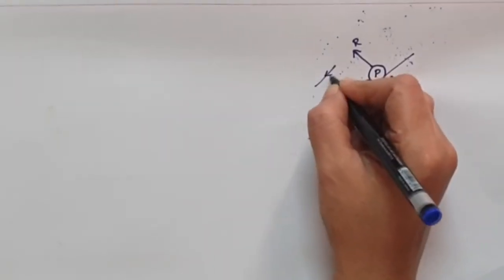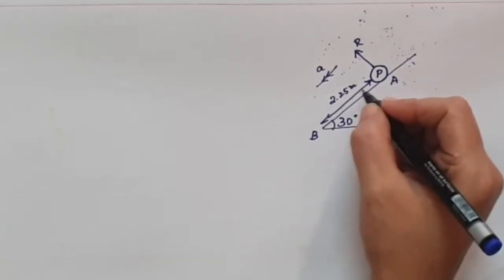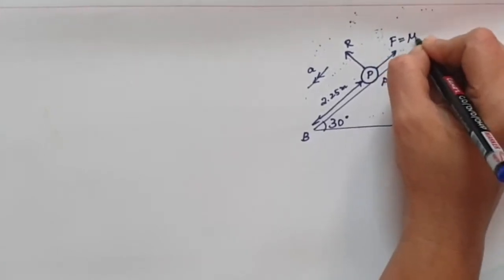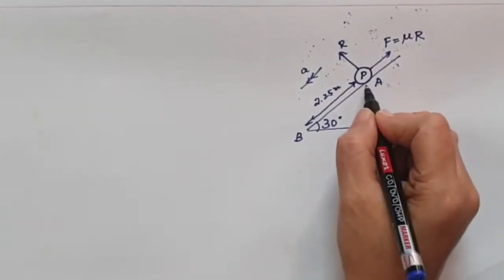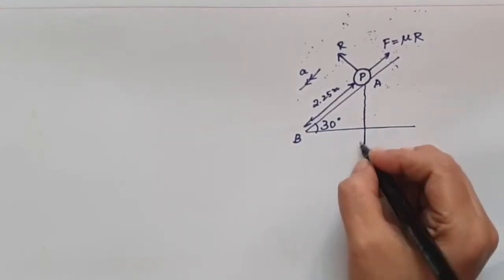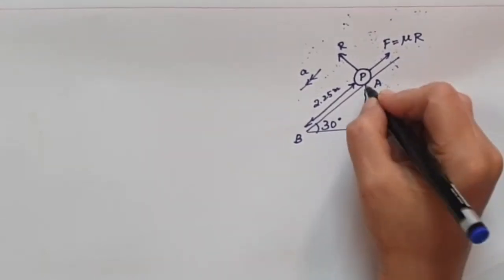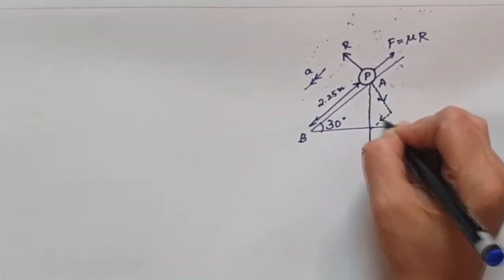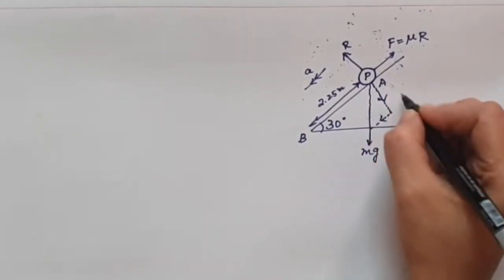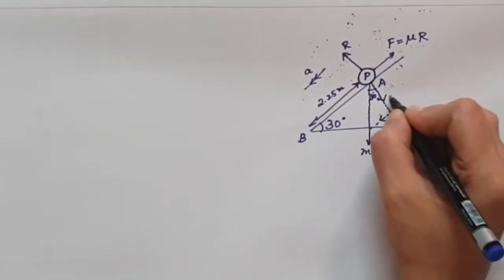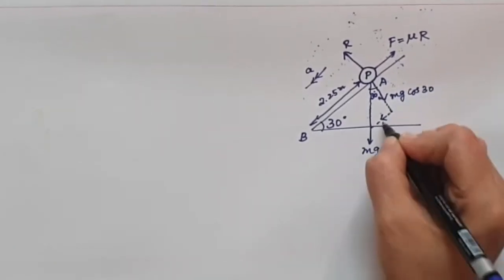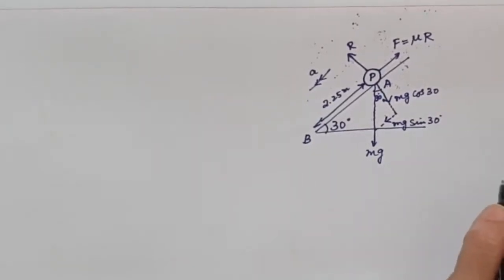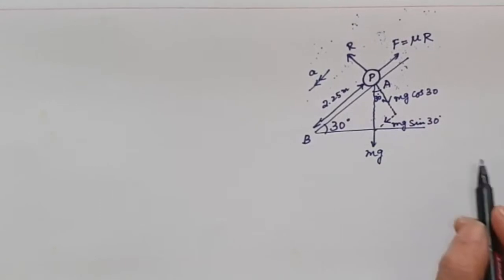The particle has a tendency to move downwards, so the acceleration is downward. When the particle is moving down, the frictional force will be in this direction, F equal to mu R, and then the weight will act downwards, that is mg. So when we resolve it parallel to the plane and perpendicular to the plane, this is 30 degrees, so this is mg cos 30 and this one will be mg sin 30. So all the information we have entered in this diagram.